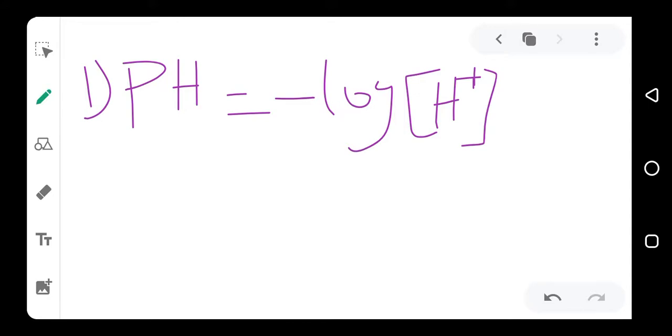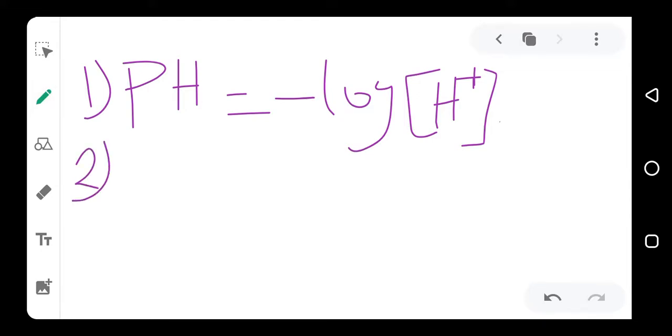In chemistry, whenever we use this kind of bracket to enclose anything, we are talking about its concentration. So this kind of bracket is used to talk about concentration. That means that this hydrogen ion enclosed with this type of bracket is talking about hydrogen ion concentration. pH is equal to negative logarithm of hydrogen ion concentration. That is the first thing to know.